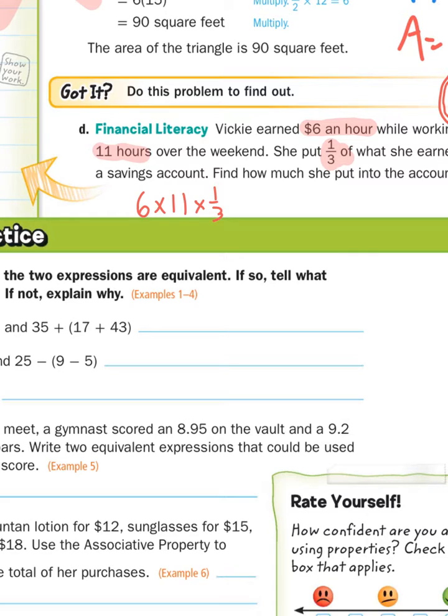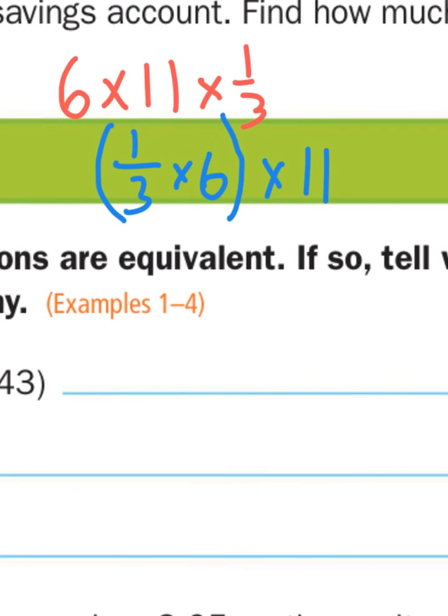All right, so here's what I'm going to do. I'm going to use the commutative property to reorder this because I want to do, let me see. No, maybe I'll use the associative property here. We'll see. I'm going to do 1/3 times 6. So I'm going to do that first. So I guess I'll use a combination of the commutative and the associative property, and then I'm going to multiply that by the 11. And here's why I chose to do that.